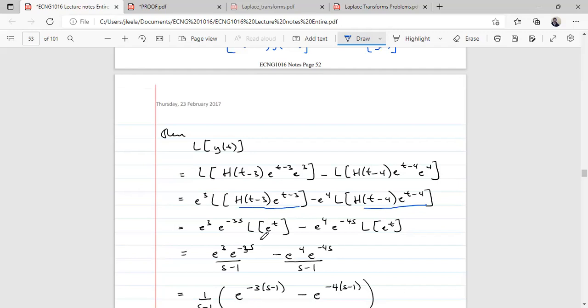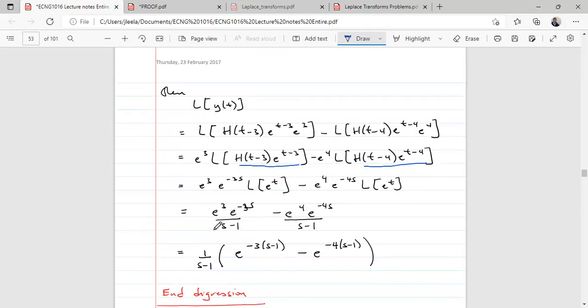Look at them here carefully. So according to the Laplace, this will be e to the minus 3s, the Laplace of e to the t. And this will be e to the minus 4s, the Laplace of e to the t. So I get e to the 3, e to the minus 3s over s minus 1, minus e to the 4, e to the minus 4s over s minus 1. And then I could just factor the 1 over s minus 1, and I'll have e to the minus 3s minus 1 minus e to the minus 4s minus 1.